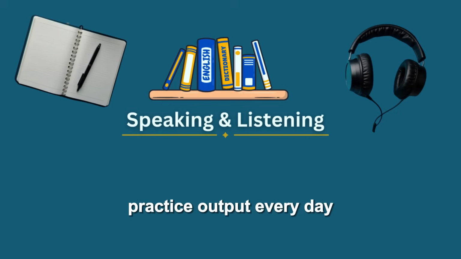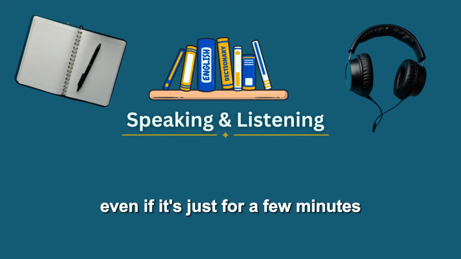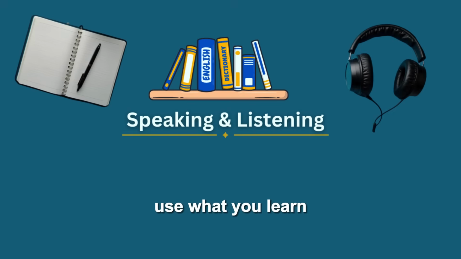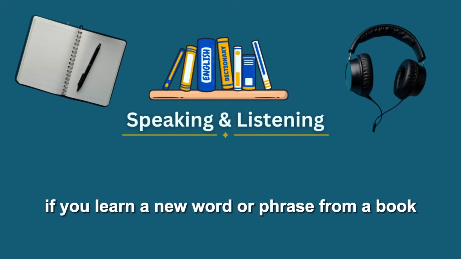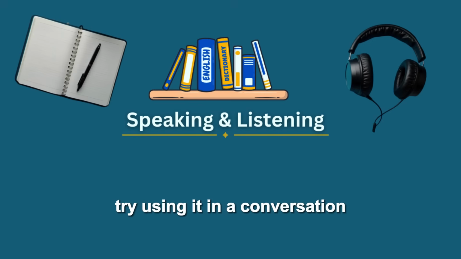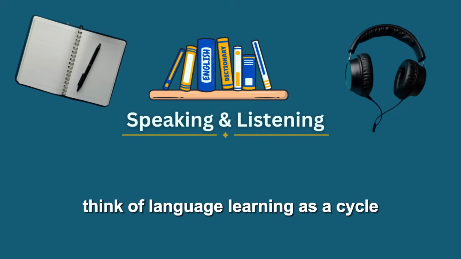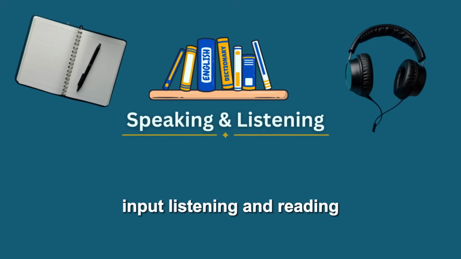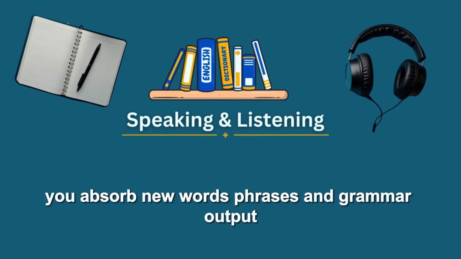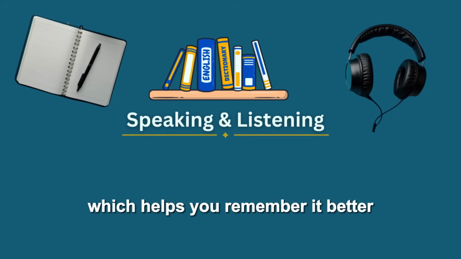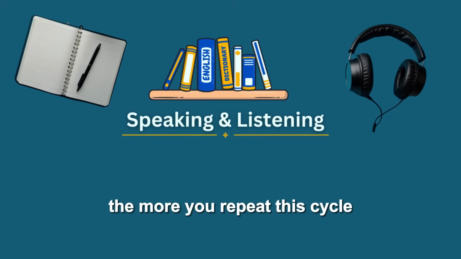Practice output every day. Even if it's just for a few minutes, try to speak or write something in English daily. Use what you learn. If you learn a new word or phrase from a book, try using it in a conversation or writing it in a sentence. Think of language learning as a cycle. Input, listening and reading. You absorb new words, phrases, and grammar. Output, speaking and writing. You use what you have learned, which helps you remember it better. The more you repeat this cycle, the faster you will improve.